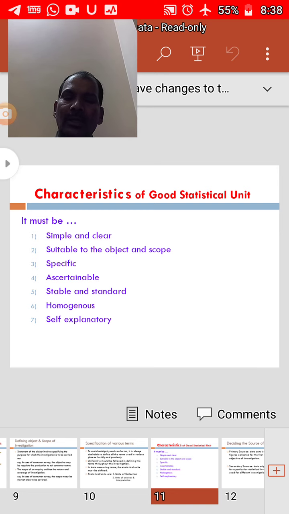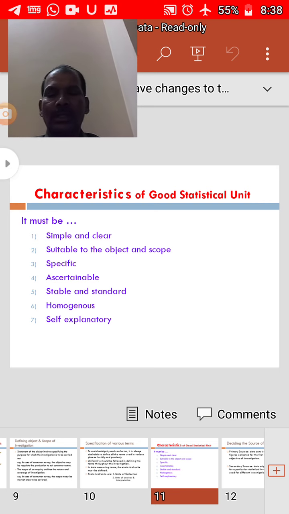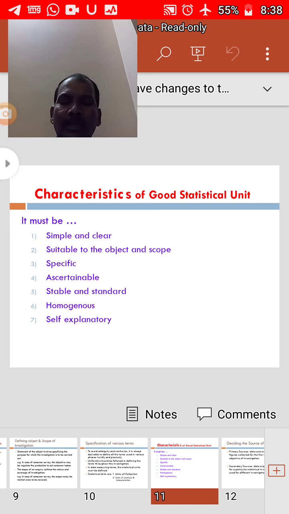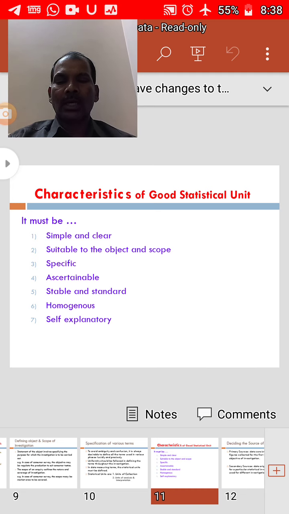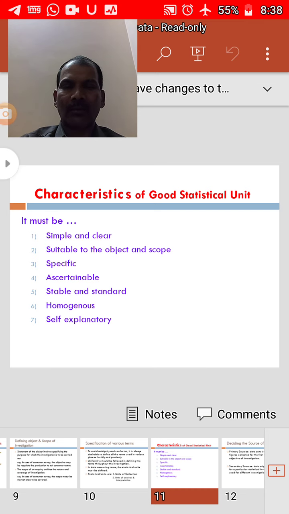It must be stable and standard. The statistical unit must be stable and standard at different time periods and different places. If the value of the statistical unit is subject to frequent changes, the data collected in terms of such units would not be comparable, and the utility of statistical investigation may be lost.